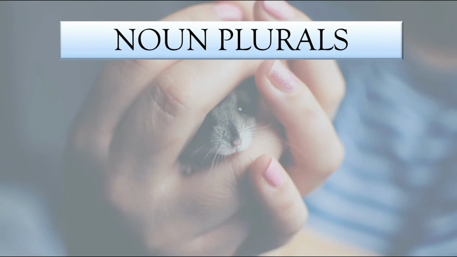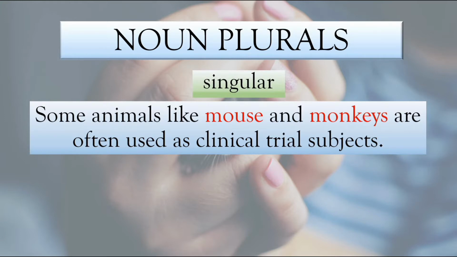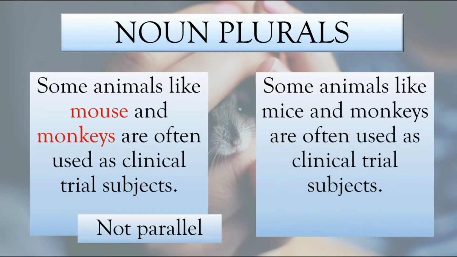Our topic, animals. The sentence reads, some animals like mouse and monkeys are often used as clinical trial subjects. This sentence seems to be an IELTS writing topic, and let's highlight the words mouse and monkeys. We know that the word mouse is singular, while the word monkeys is plural, so we could say they're not parallel. To correct this, we could write: Some animals, like mice and monkeys, are often used as clinical trial subjects.